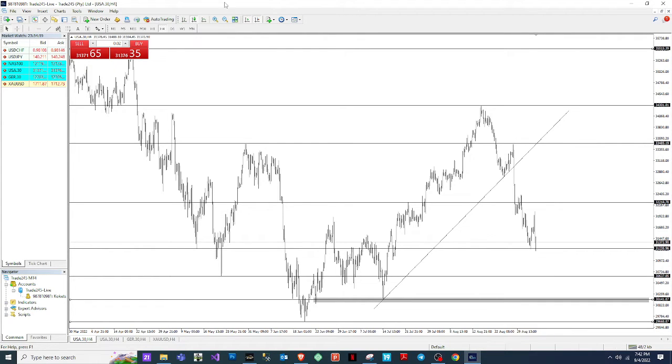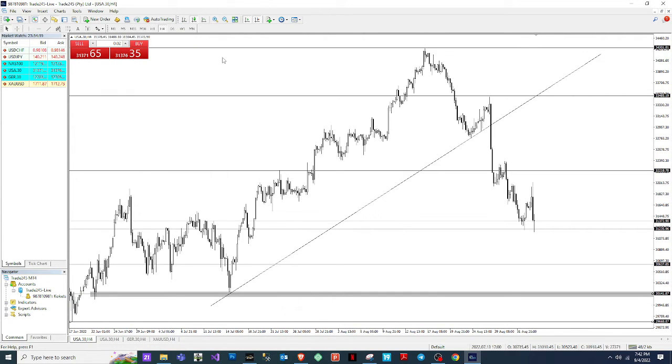I'm just going to leave this analysis for you guys to see. This is how it is at the moment. So on a shorter time frame, let's see what was happening.